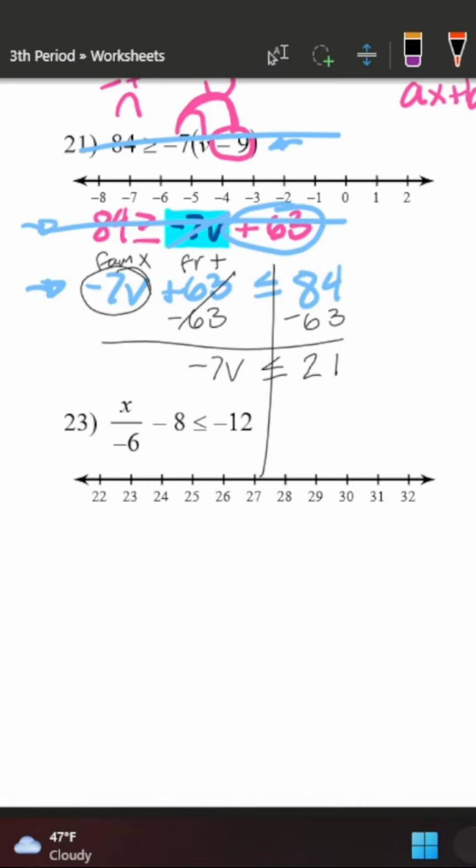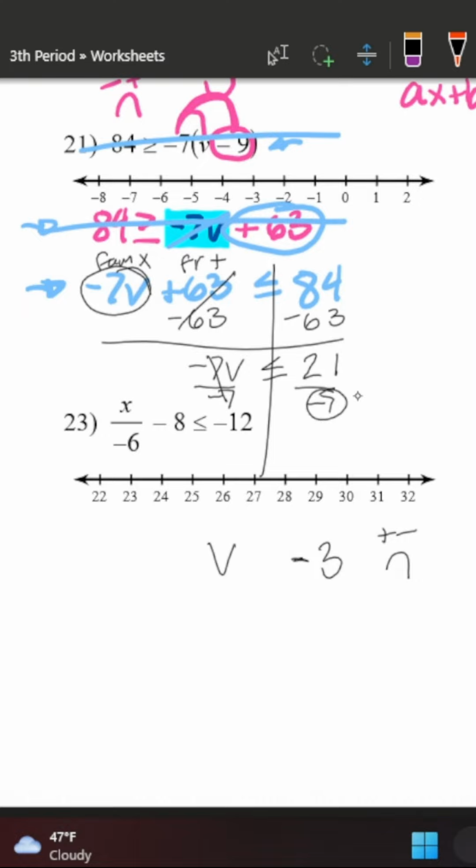Now the family is multiplying. The opposite of multiply is going to be divide. I'm going to divide by that negative 7. What I do to one side, I do to the other side. That negative 7 goes away. So I'm left with v. And then 21 divided by negative 7 is 3. I have a positive and a negative. So is it going to be happy or sad? Sad. So it's negative 3.